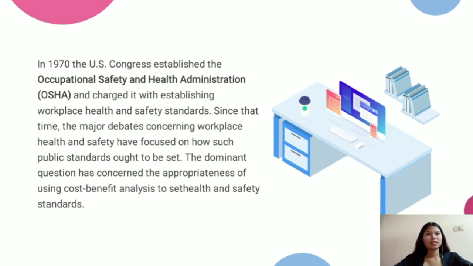In 1970, the U.S. Congress established the Occupational Safety and Health Administration, or OSHA, and charged it with establishing workplace health and safety standards. Since that time, the major debates concerning workplace health and safety have focused on how such public standards ought to be set. The dominant question has concerned the appropriateness of using cost-benefit analysis to set health and safety standards.